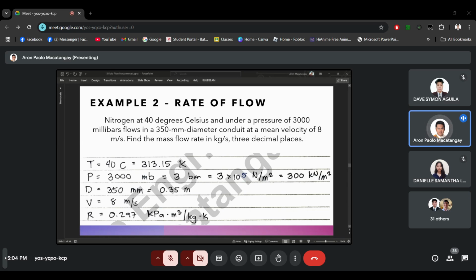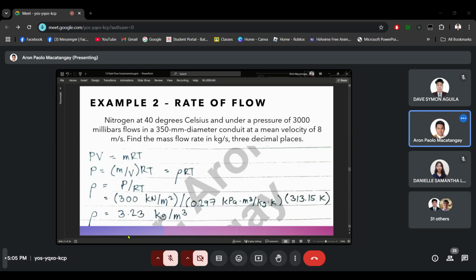Daniel, can you solve po for the value of P over RT based on this given? Ano po, sir? 3.2256 po. Wait lang. Okay, wait lang. 3.2256. Ito yan. Okay, PV = mRT. Rearranging the terms, our density, our mass over volume, will be P over RT. And then substituting the terms, we get 3.23 kilogram per meter cube. Okay?